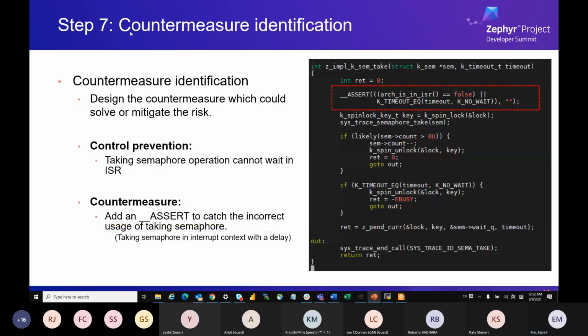Okay, then we will identify the possible countermeasures for this case. Countermeasure identification means we have to design a countermeasure which could solve or mitigate this risk. Then we decide what control or prevention we can give. So we can make it so the technician phone operation cannot wait in an ISR. The countermeasure here is that we added a Z macro to catch the incorrect usage of technician phone. The incorrect usage means using technician phone in an interrupt context with a delay.